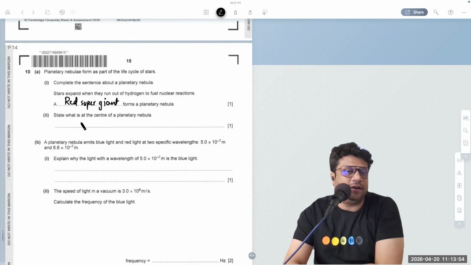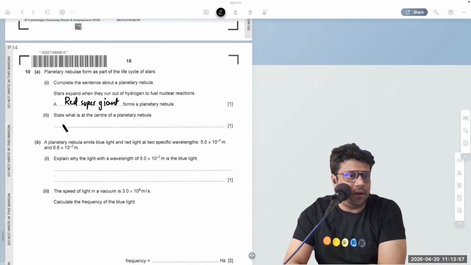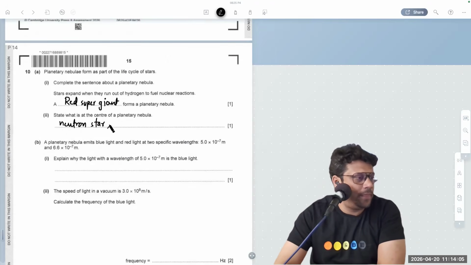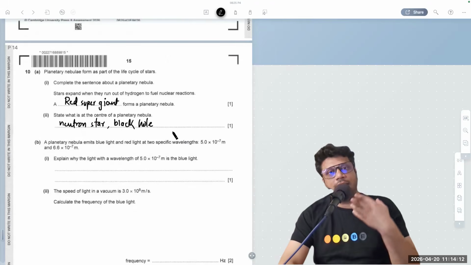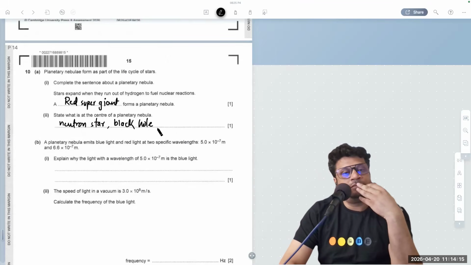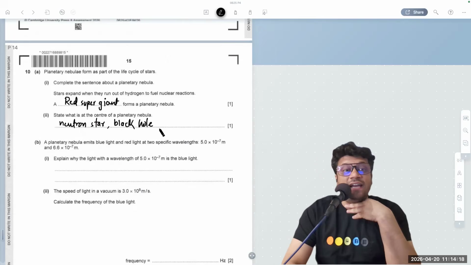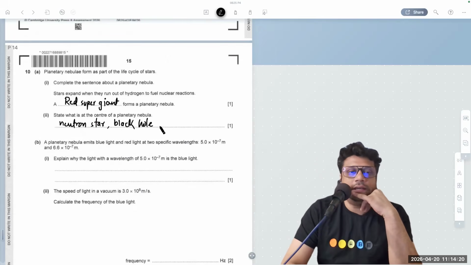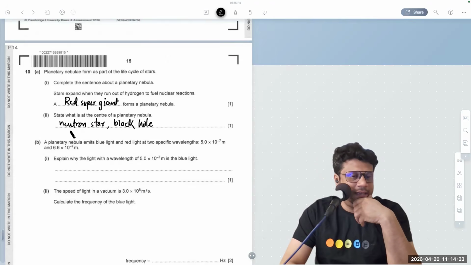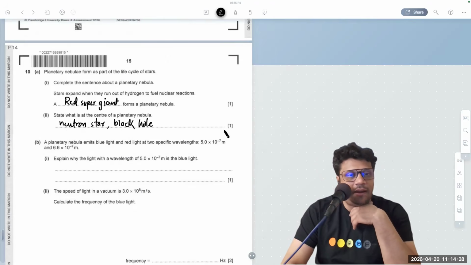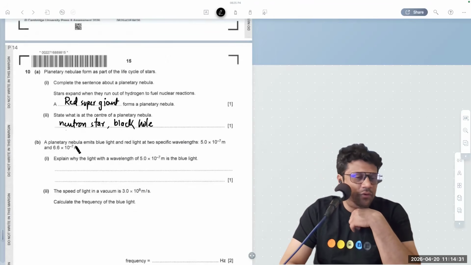State what is at the center of a planetary nebula. Well, you have a neutron star or a black hole. That's what I remember. It is in the syllabus. There can be white dwarf written in places, but I think it's neutron star and black hole in the syllabus. That's what I think it is. I hope I'm right here. Let's see, we'll go and check.